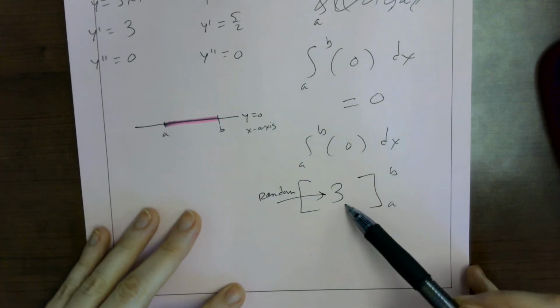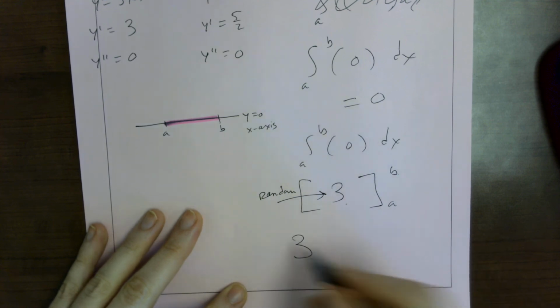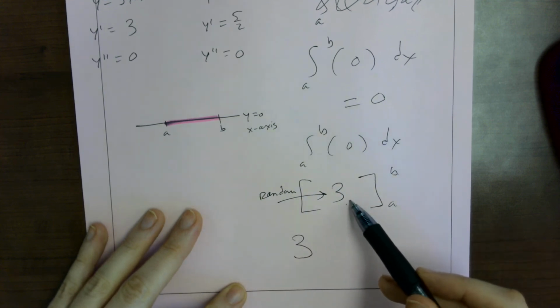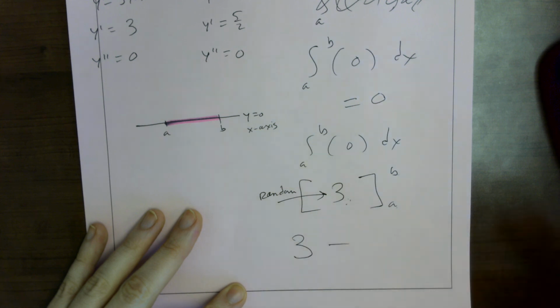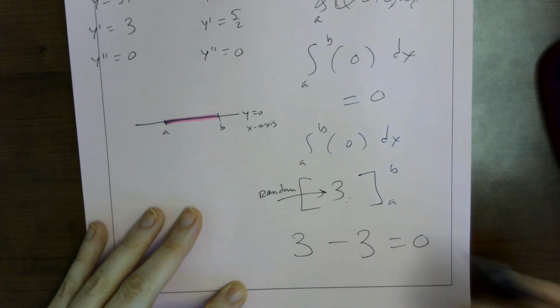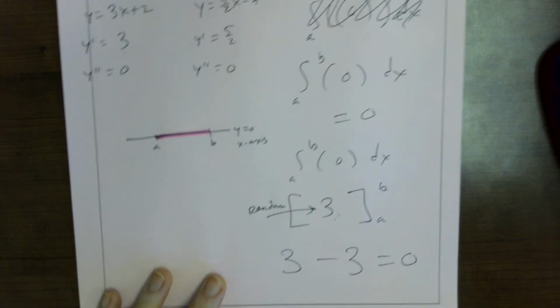If you plug b into 3, you just get 3. There's no variable here. If you plug a into 3, you just get 3. So either way, the answer is 0.